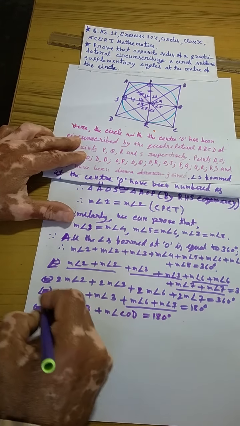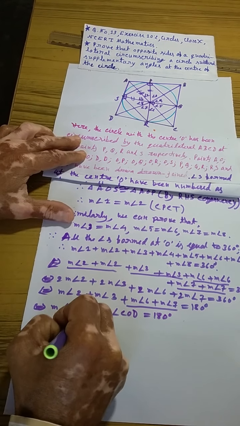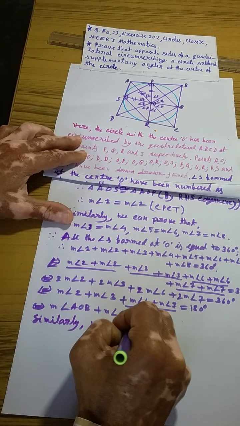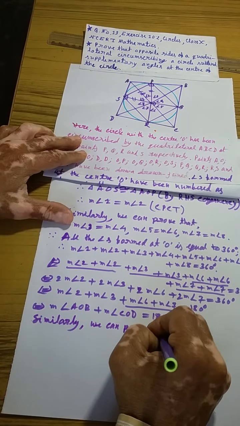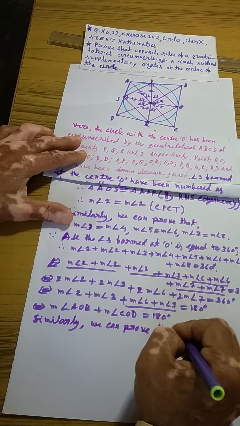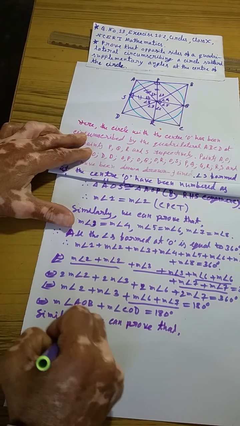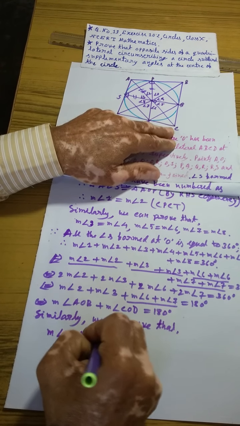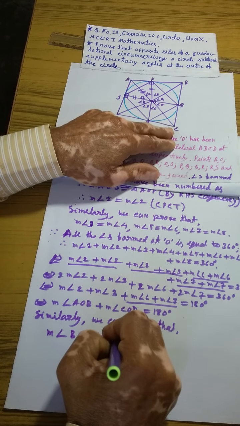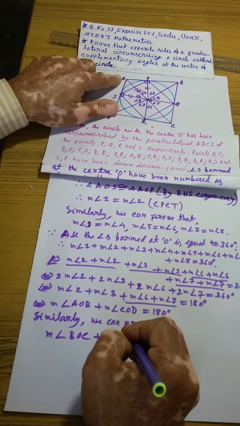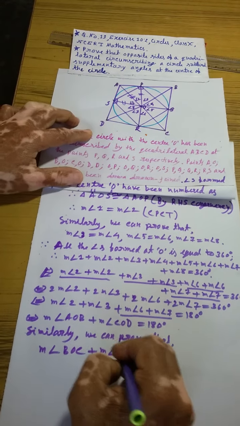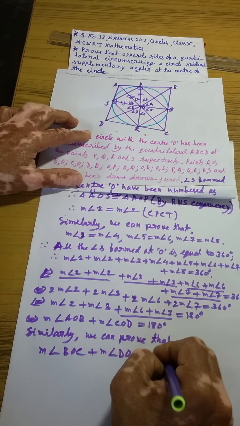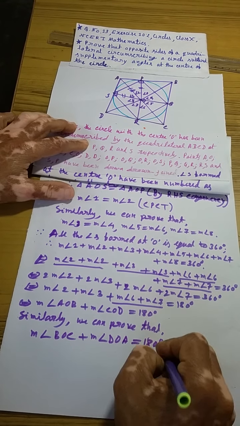Similarly, after this, write in this way, similarly we can prove that measure of the angle BOC plus measure of the angle DOA is equal to 180 degrees. Hence proved.